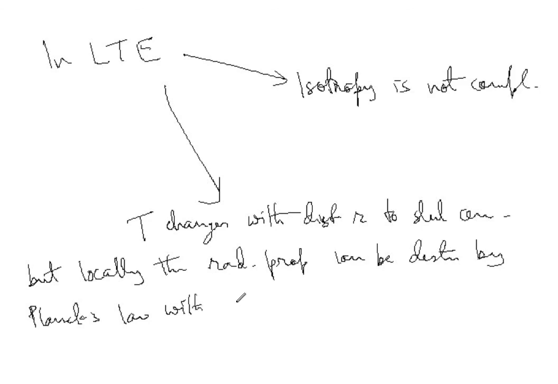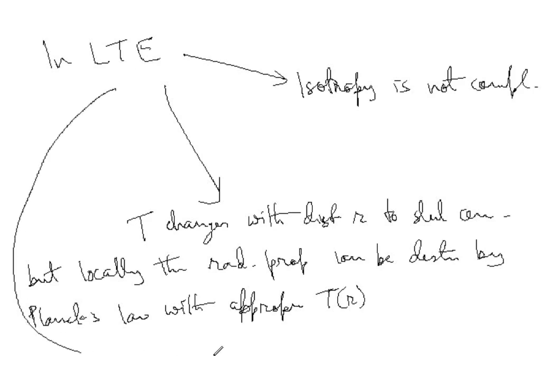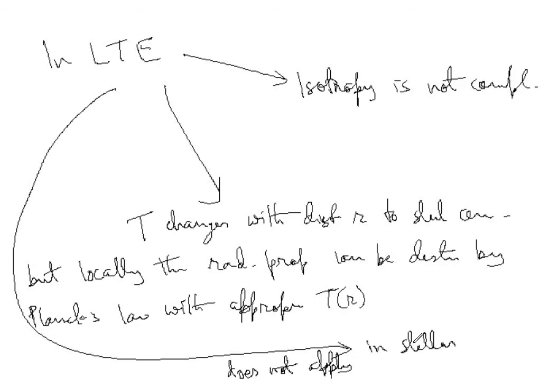with the appropriate temperature function. Okay. Now in the stellar atmospheres, that is the region where the emergent spectrum is formed, say a few hundred kilometers in the sun, this LTE does not apply. Where? This does not apply in stellar atmospheres. Okay, so these are the three very important points we have to remember about LTE.